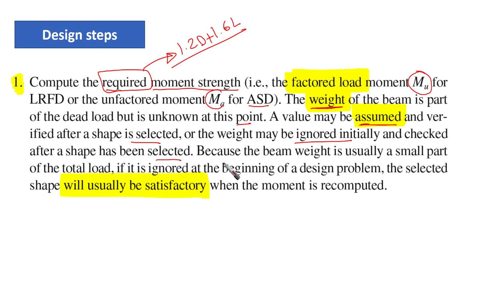So we have two ways here. Because the beam weight is usually a small part of the total load, if it is ignored at the beginning of a design problem, the selected shape will usually be satisfactory. This means that we are going to check it at the end when the moment is recomputed. So we can ignore it, and then recheck at the end after we have done the shape selection.